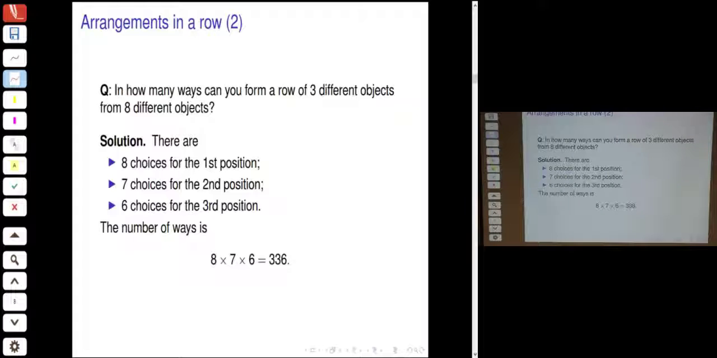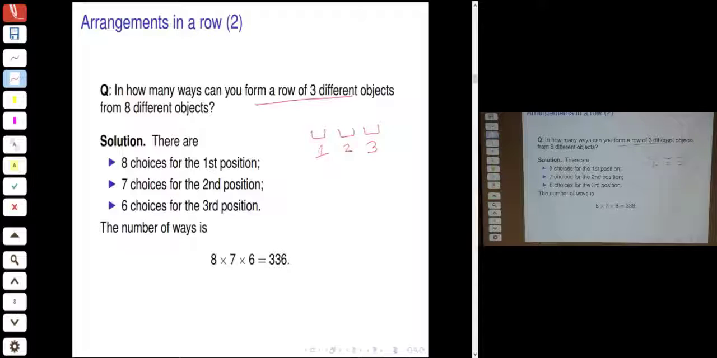So, you want a row of 3 objects. So, you think of them as pots. Okay? And you want to fill them by 8 possible different objects, so 8 balls of different colors. So how do you do it? Although the setting is slightly different, you deploy the same line of reasoning. So you come with 8 balls of different colors and you want to fill these spots successively.